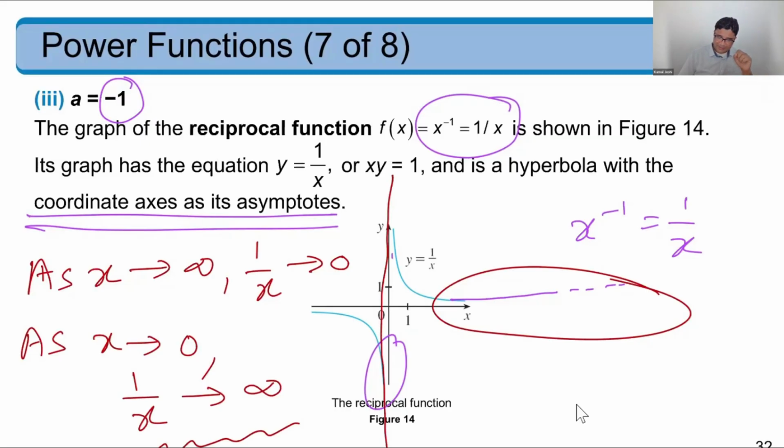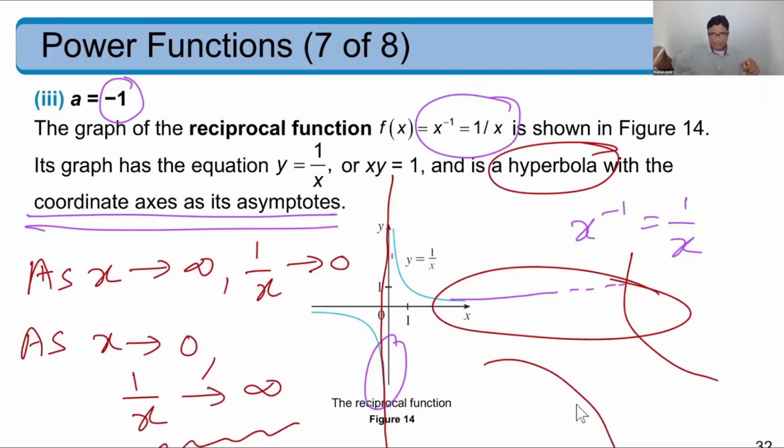And this shape that you see here is called a hyperbola. You might want to note down the name. Like y equals x squared, that graph is called a parabola. This shape, the x shape, is called a hyperbola.